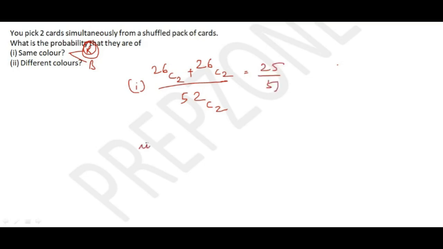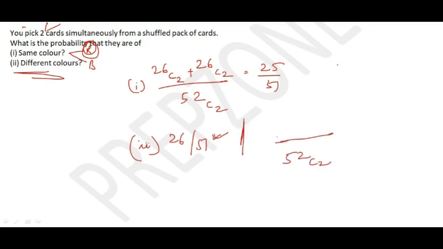And then the second part is the probability that they're of different colors. Again, both of them will be either from the same color or a different color. If same color is 25 by 51, different color has to be 26 by 51 directly. Or over the same 52C2, different color is you have to choose one from black and one from red. So you have 26 red, choose any one, 26 black, choose any one. Because you are choosing the cards simultaneously, it does not matter which one you choose first. It comes out to be the same method.